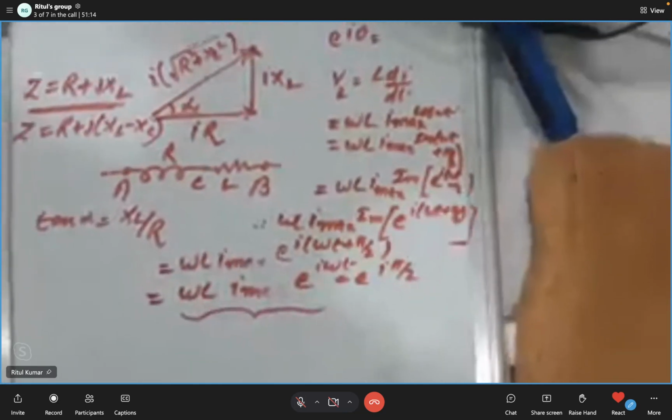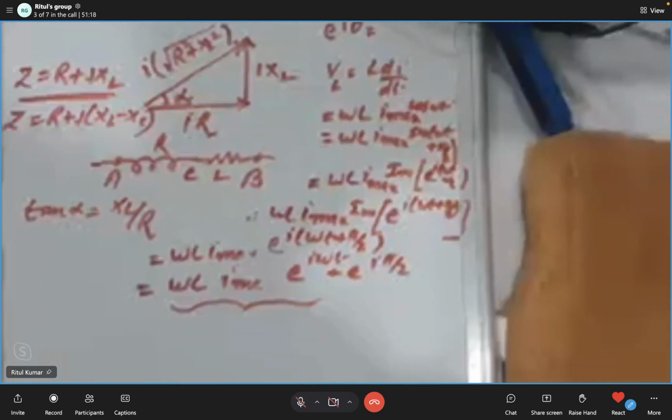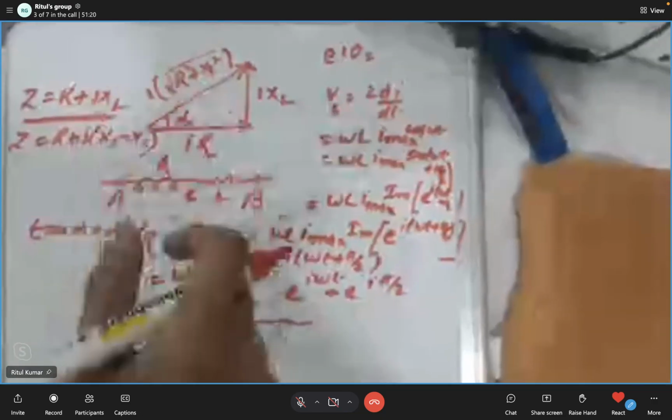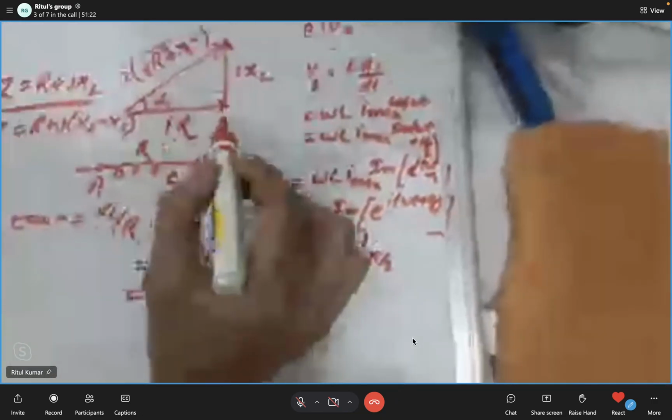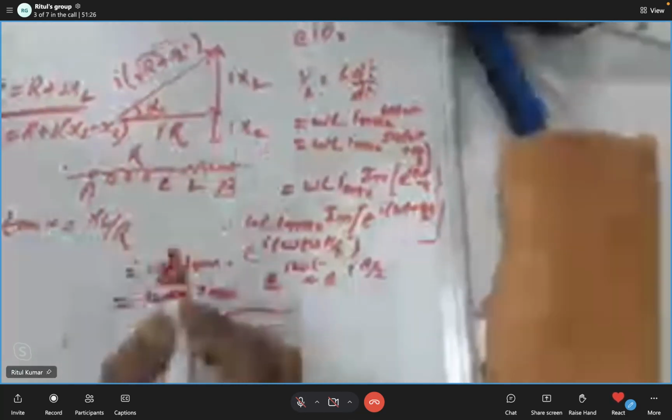Okay. Now, what about the phasor diagram vis-a-vis the capacitor? I presume you know, right? That case will be down, right? IR, the reference, will be along, and IXC will be down, right?